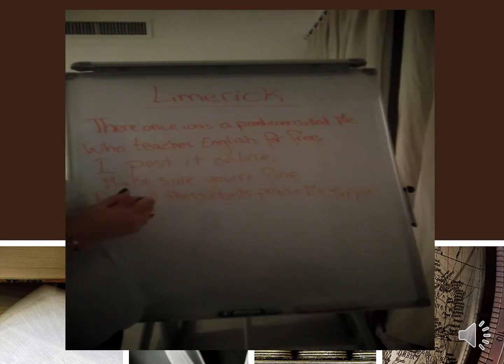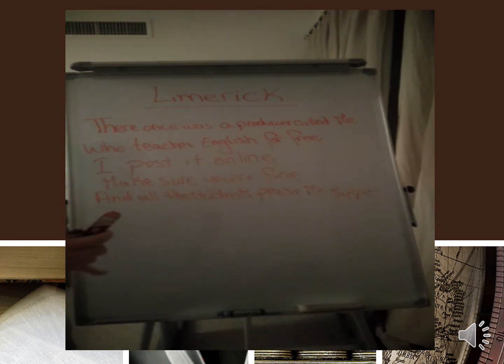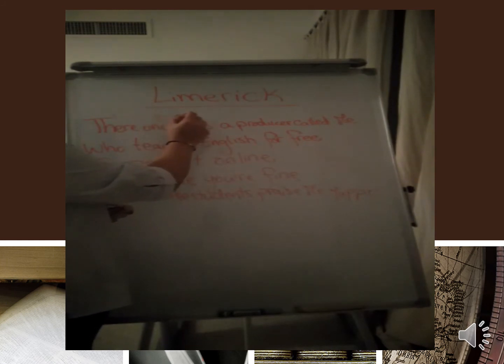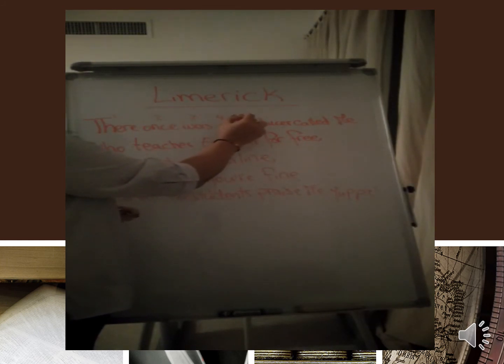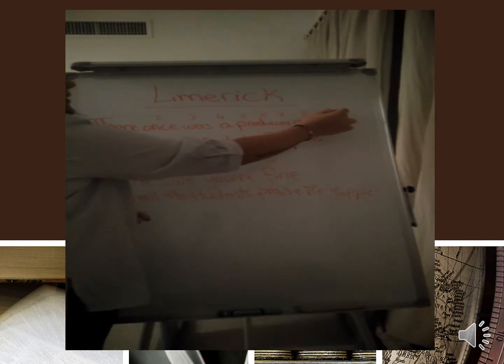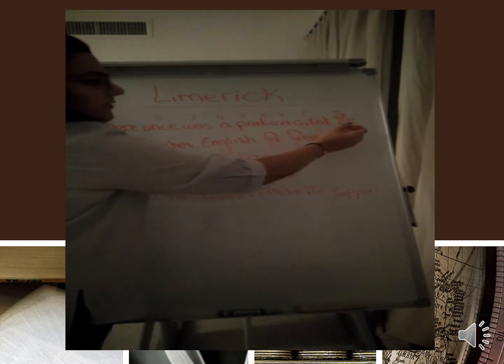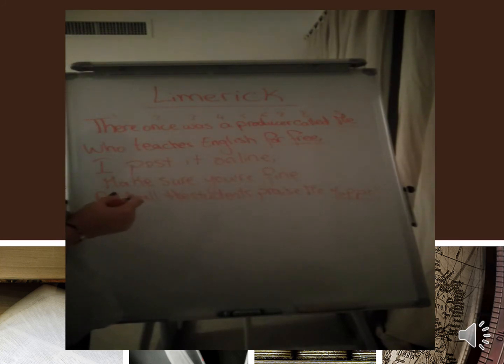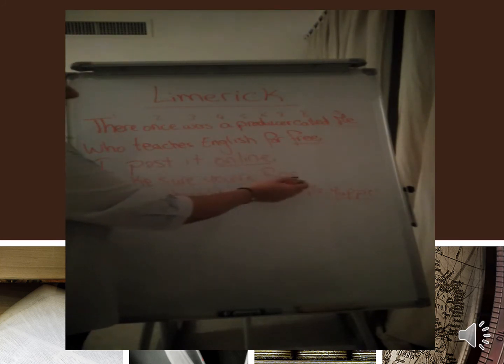This is an example of a limerick. As you can see, it consists of 5 lines. The first line should be between 9 to 10 syllables. 1, 2, 3, 4, 5, 6, 7, 8, 9. Here we can find me, free, and up. They rhyme together. Online, fine, they rhyme together.